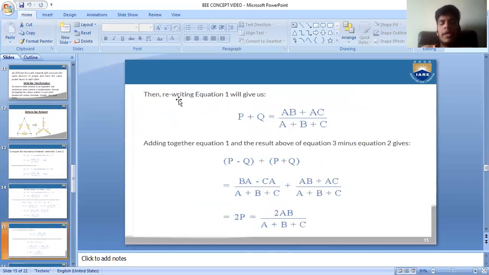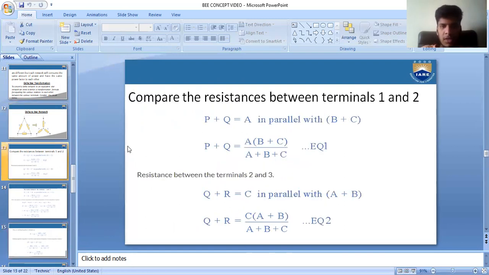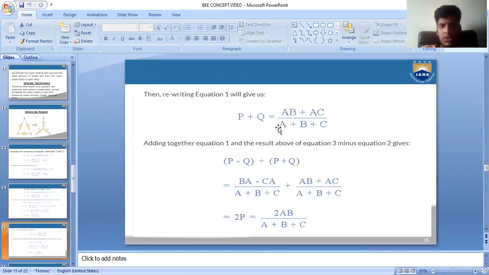Now, rewriting equation 1 will give us P plus Q is equal to AB plus AC. This equation can be written as A into B, AB, plus A into C, AC, divided by A plus B plus C. The same has been written here: P plus Q is equal to AB plus AC divided by A plus B plus C.